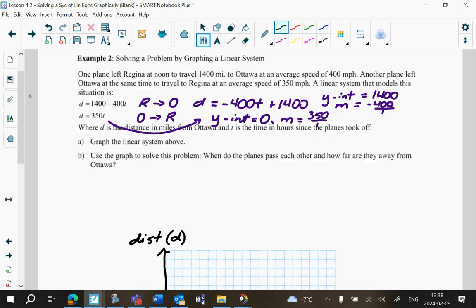So after 1 hour, after 2 hours, how much? Remember, I'm at 1,000 miles now. 600. After 3, 200. After 4, well, I've already landed, haven't I? So I only really need to go up to 4 hours, don't I?